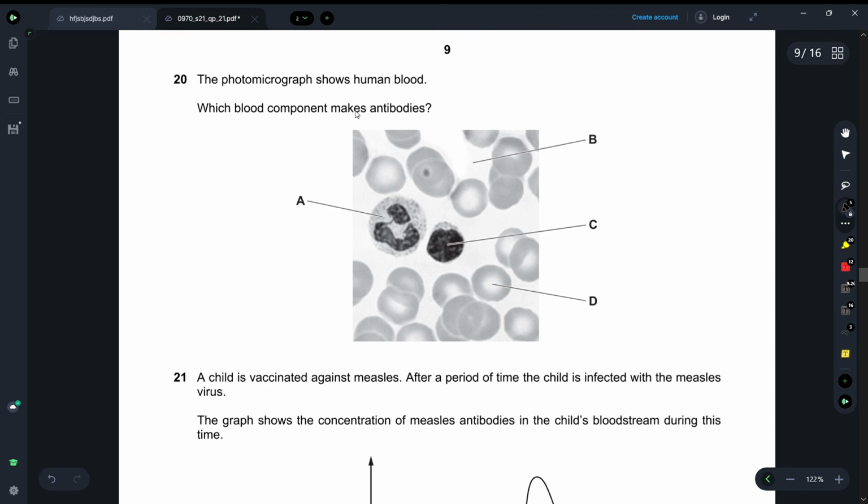Which blood component makes antibodies? In blood we have white blood cells, and these white blood cells include lymphocytes and phagocytes. You need to know both of these. There's one that has a lobed nucleus and the other is a huge one, and you must know the names of both. C is the answer for this. It makes a lot of antibodies. There's one lymphocyte and one phagocyte. A is a phagocyte if I'm not wrong, and then C is a lymphocyte.